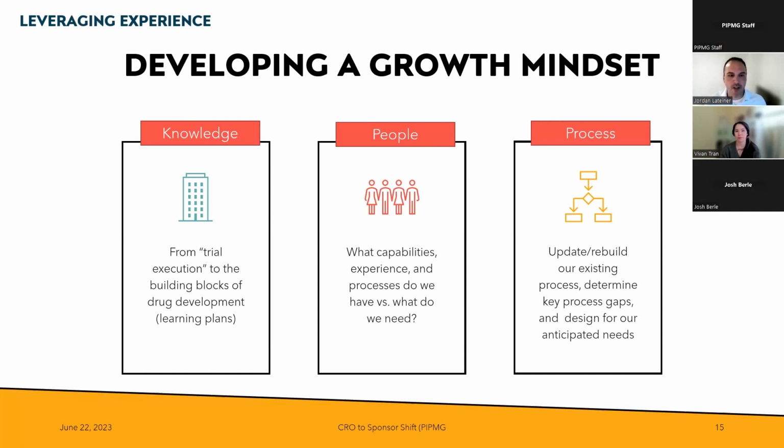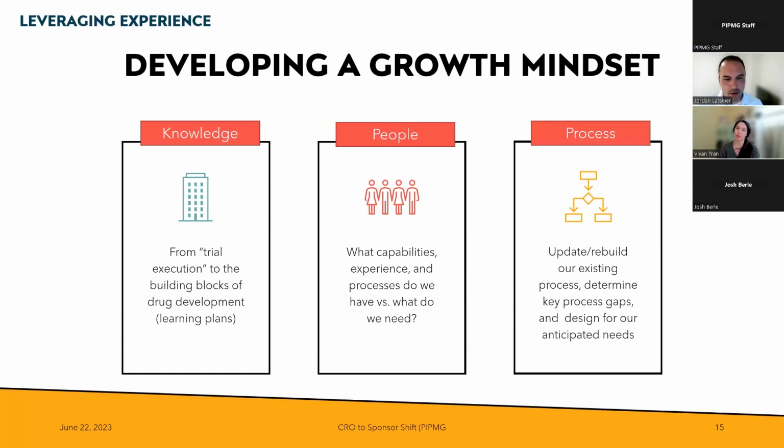As we continue developing a growth mindset, we have the people. So what capabilities and experience do we have? Leveraging the work that was done before to look at skills assessments, knowledge and experience, do we have what we need? And if we don't, how are we going to get them there? And then the final piece is really about the processes.